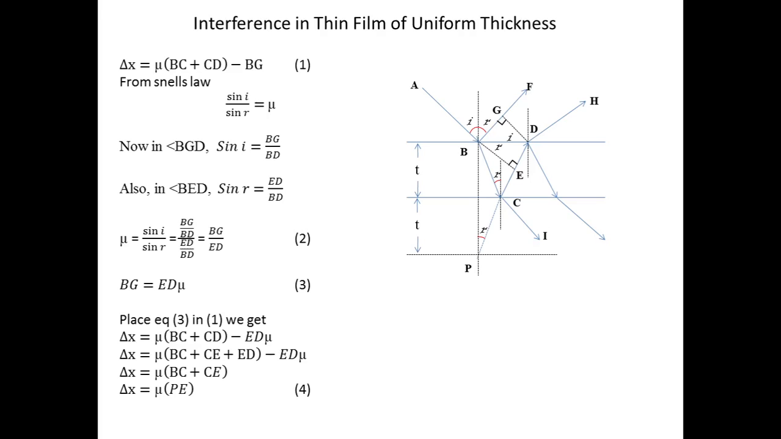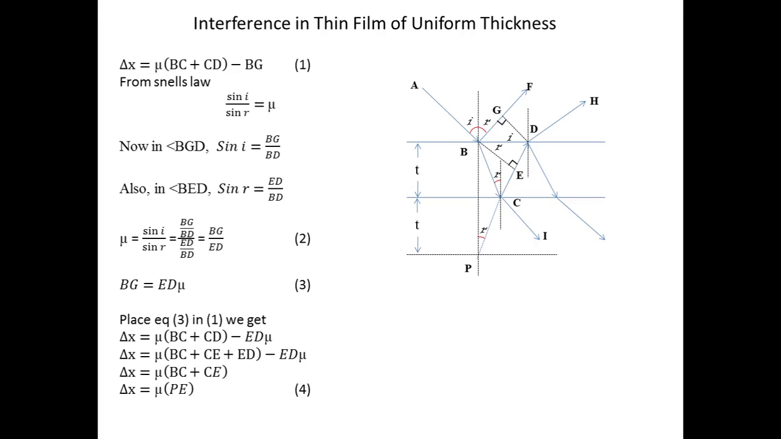Now, we subtract the original distance traveled, BG, from the extra distance traveled, BC plus CD. If we subtract the original distance BG from the extra distance traveled by the ray, BC plus CD, we will get the path difference. That is our equation 1.